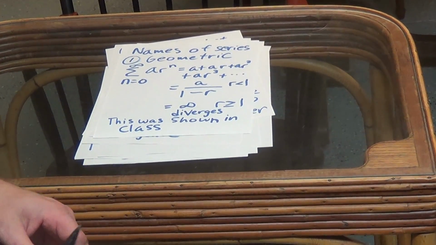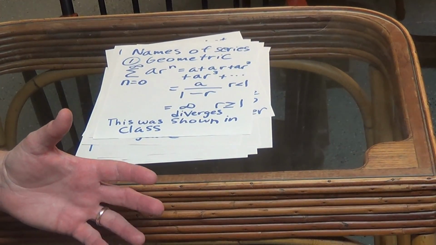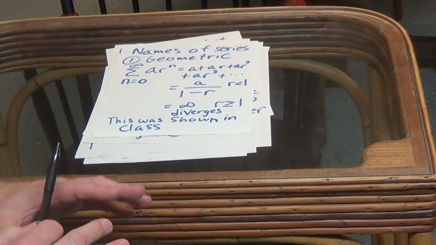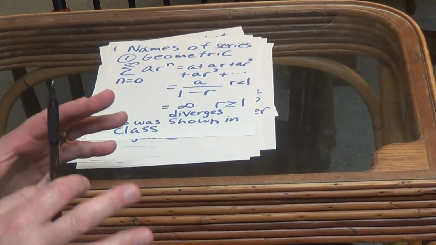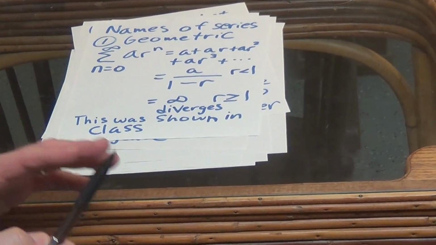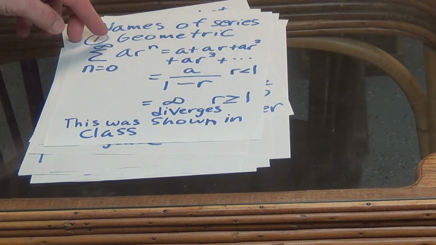Okay, so in 9.2 we hit our first names for some of these series, and these names are important because if you can recognize a specific series and fit it into one of these names, then it kind of instantly tells you what happens, whether it converges or diverges. And the very first important one is geometric.